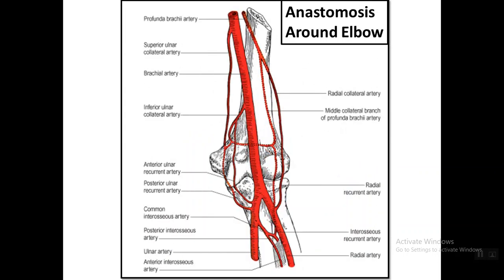This is another drawing of the anastomosis around the elbow joint. These are branches from the profunda brachii artery, superior and inferior ulnar collateral artery, profunda brachii artery, and the branches that are ascending from the radial and ulnar artery.